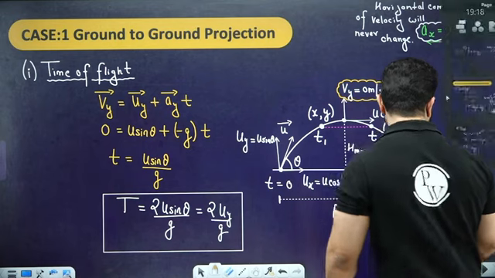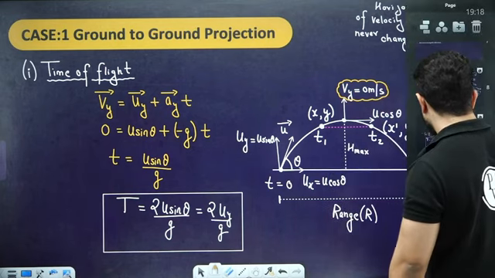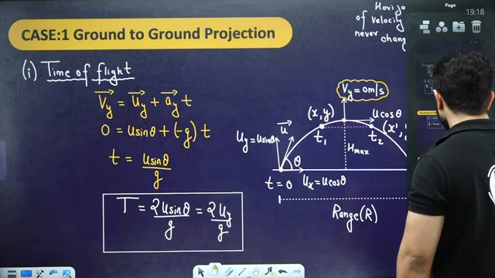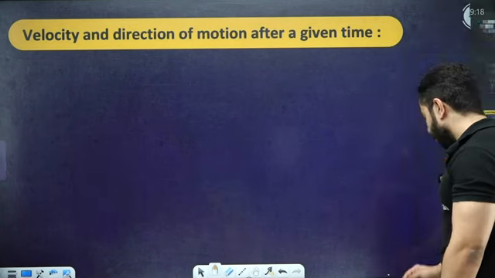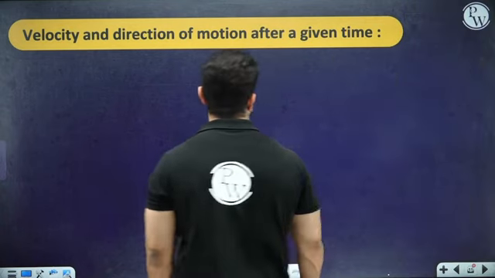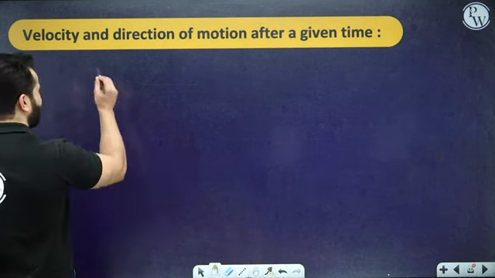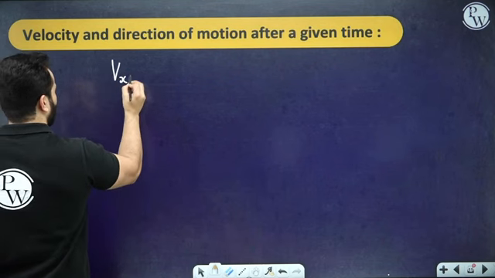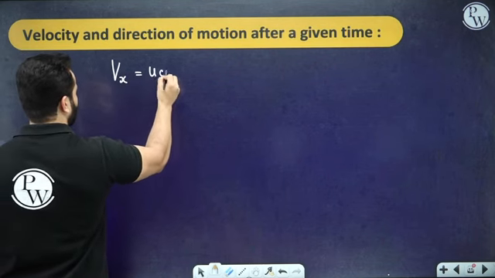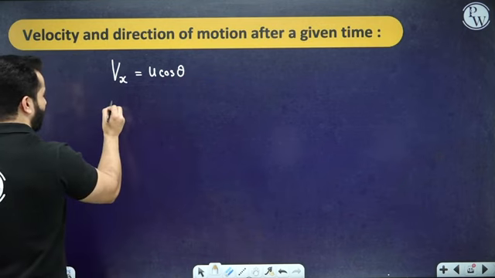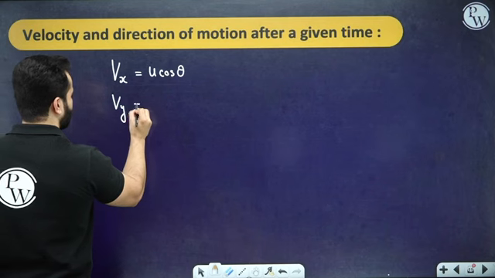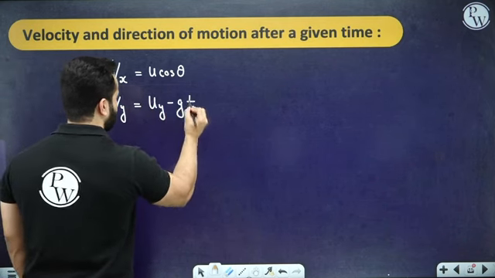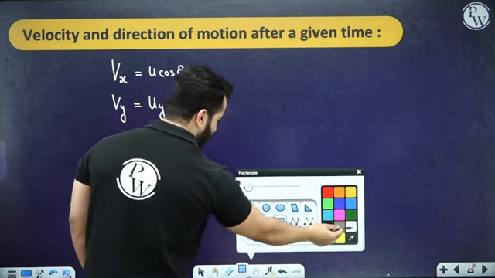So now we have already found out how to write the coordinates of a particle after a given time t. Let's also talk about velocity and direction of motion after a given time. We have already written how to write velocity. Vx will always remain the same, it will always be u cos theta, and Vy will be uy minus gt. These are the two things that we need to remember.